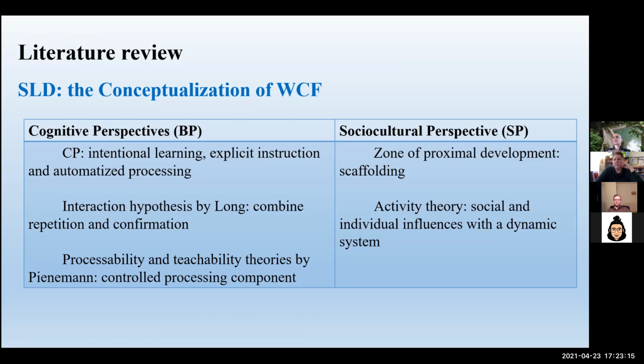Also, written corrective feedback is viewed as a controlled processing component of the information processing model, such as in the processability and teachability series. Sociocultural learning, as mentioned by the previous presentation, differs from cognitive theories by emphasizing the role of corrective feedback when it is tailored to learners' stage of development, such as the construction of the zone of proximal development and activity theory, which sees all human actions as a configuration of both social and individual influence within a dynamic system. In this way, the effectiveness of error correction should be investigated holistically.